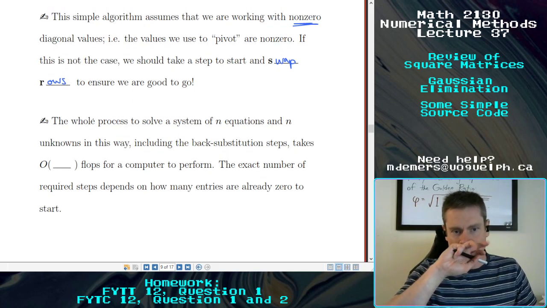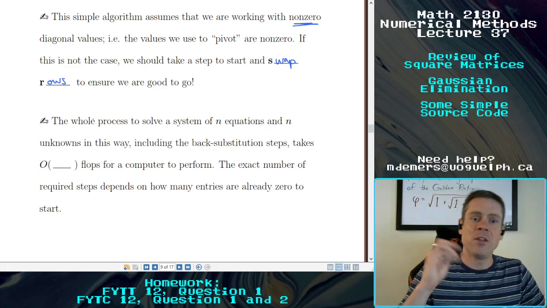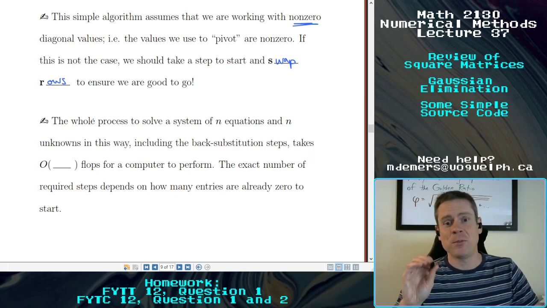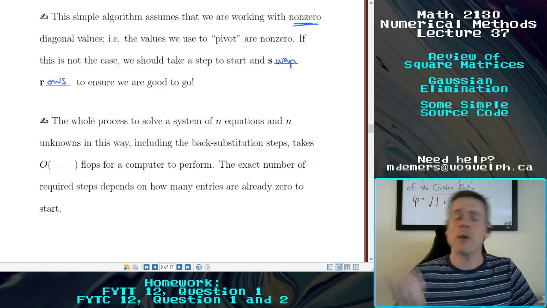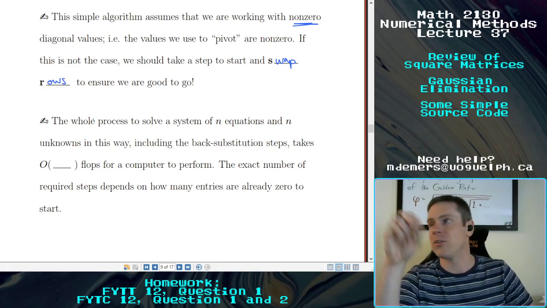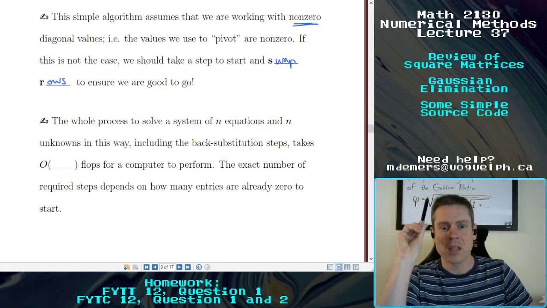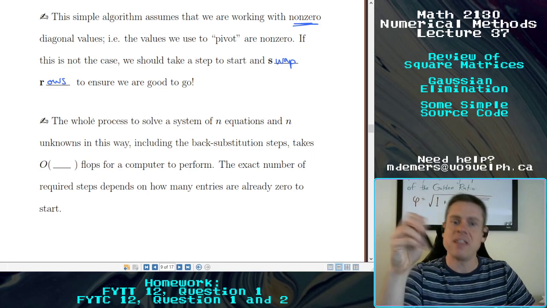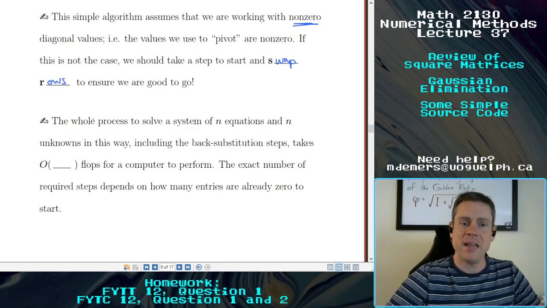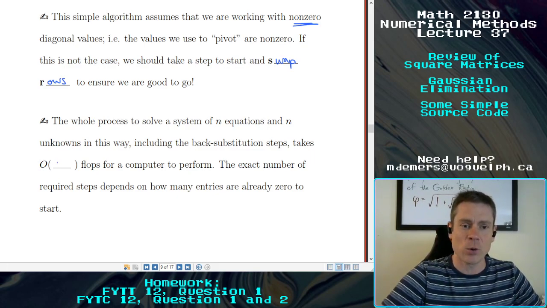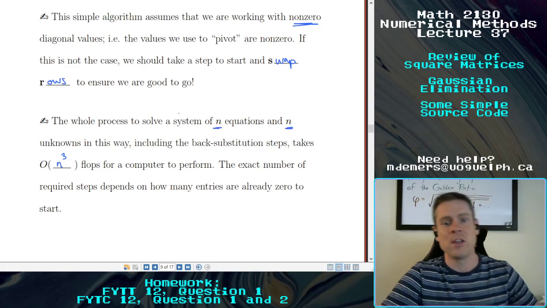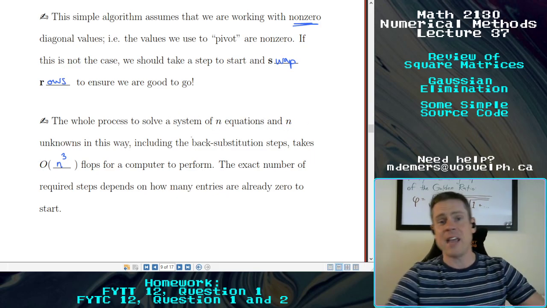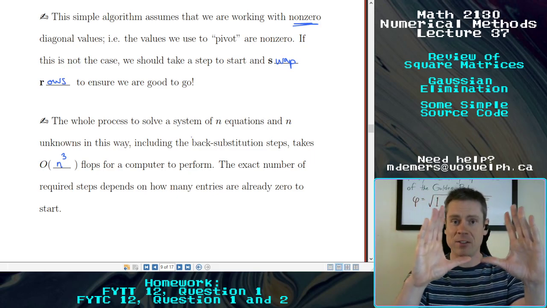And a note on efficiency. The whole process to solve a system of n equations and n unknowns in this way, I think I referred to it way back when we talked about asymptotic order. But if you do the whole row reduction and then the back substitution steps, it takes, in general, on the order of n cubed flops for a computer to perform for n equations and n unknowns.